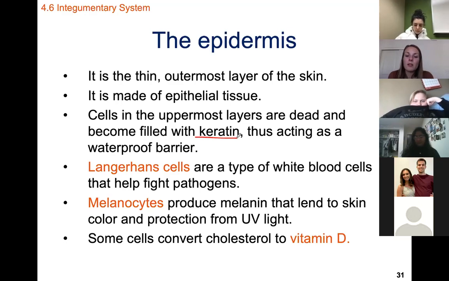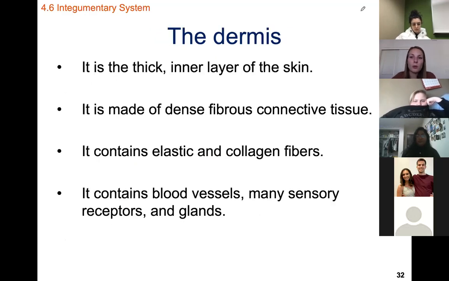Some cells convert cholesterol to vitamin D. Vitamin D is a vitamin that we need to live. It can help with boosting your mood, in a positive way. So if you're ever having a bad day, go outside, get some vitamin D. It should help a shift in your mood.